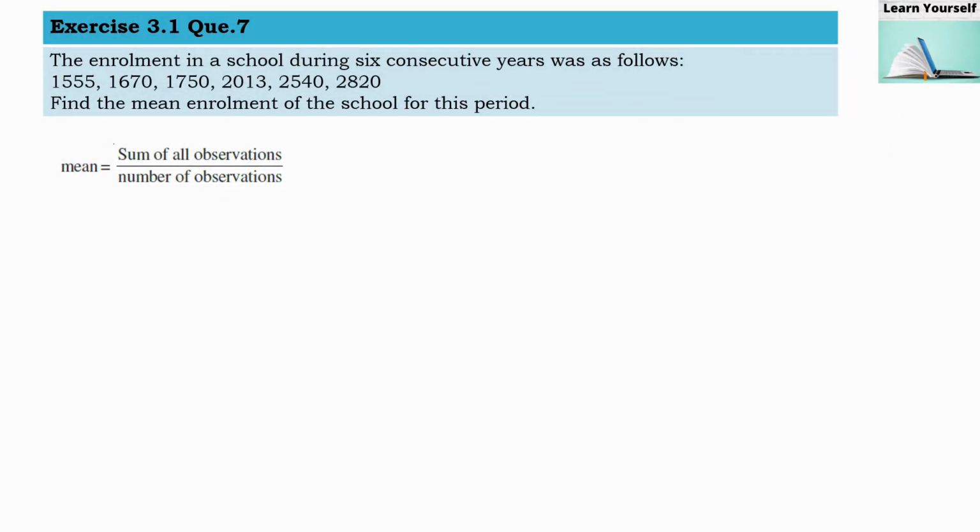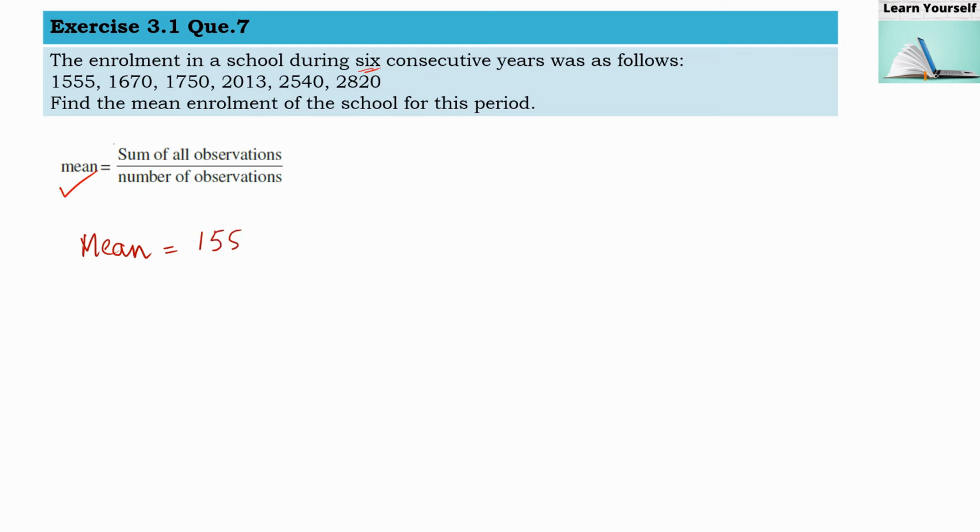Exercise 3.1, question number 7. The enrollment in a school during 6 consecutive years was as follows. These are the data from the enrollment. That means this many students enrolled in the school during a particular academic year. Find the mean enrollment of the school for this period. The formula for the mean is the sum of all the observations divided by the number of observations.